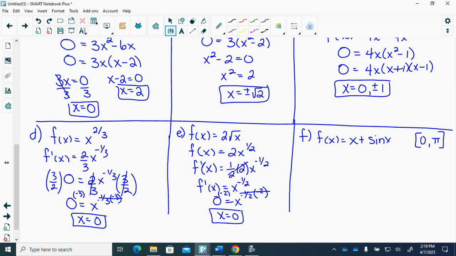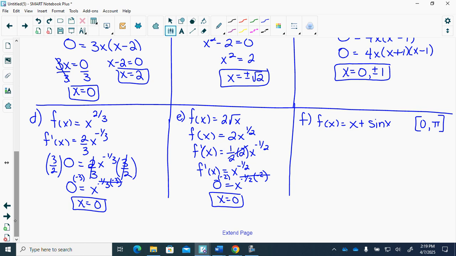Okay, then we have a trig one. So let's type this one in. Clear it out. We're going to type x plus sine x. What do we have to make sure we're in? Radian mode. And our window, x min needs to be 0 and our x max needs to be pi, correct? Okay. So we have f prime of x equals 1.